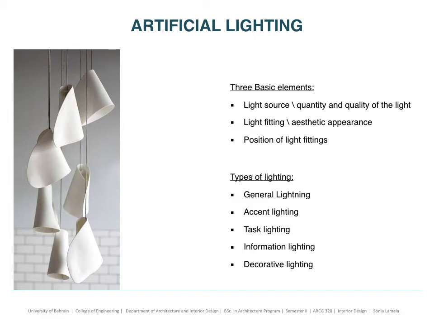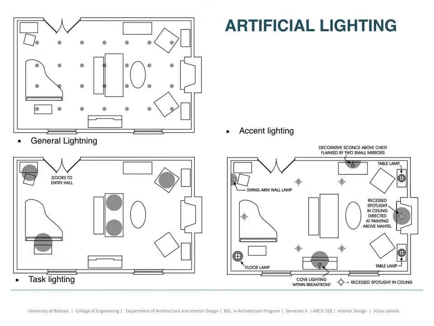We need to think about the light source, so the quantity and quality of the light. We need to think about the light fitting, that means the aesthetic appearance of the light fitting, sorry. And then also the position of the light fittings. Where are they going to be located in our plans? So there are different types of lighting. We can talk about general, accent, task, information, and decorative lighting. In this slide, we can see some examples just in a small space. How can we locate different types of light?